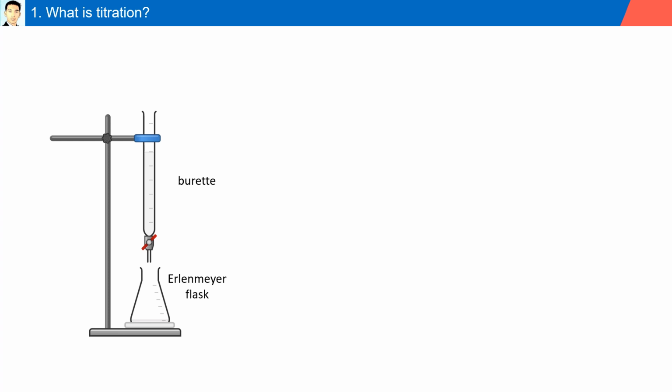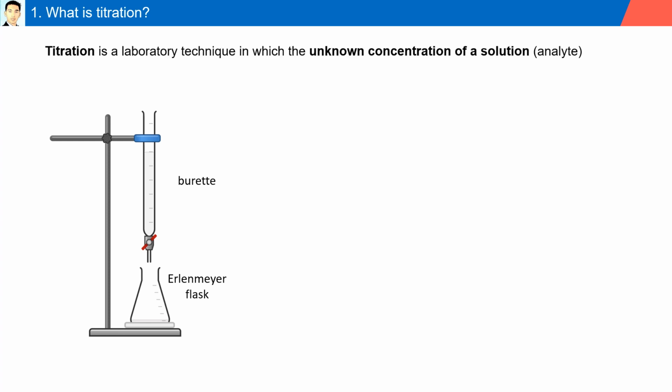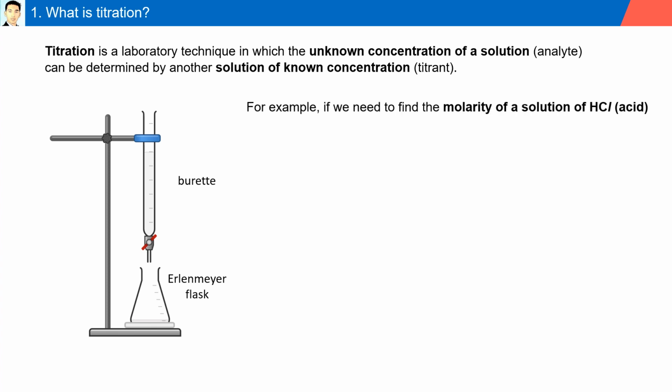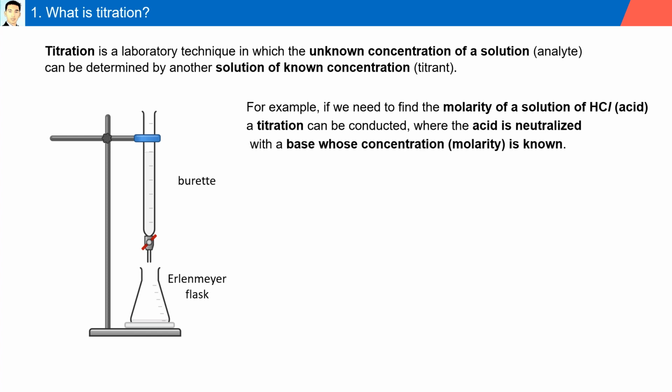What is titration? Titration is a laboratory technique in which the unknown concentration of a solution, known as the analyte, can be determined by another solution of known concentration called the titrant. For example, if we need to find the molarity of a solution of an HCl acid, a titration can be conducted where the acid is neutralized with a base whose concentration or molarity is known.